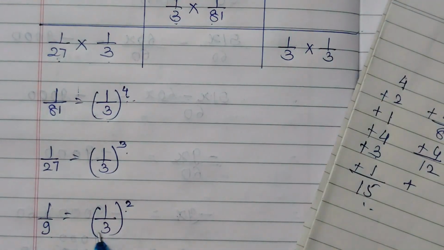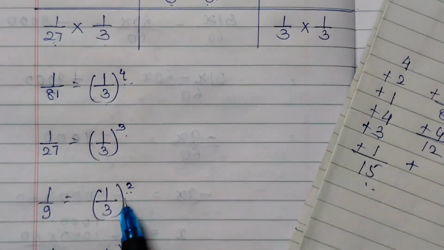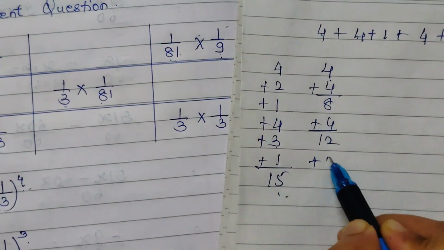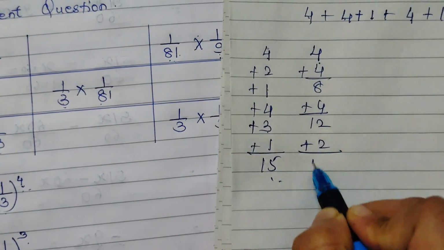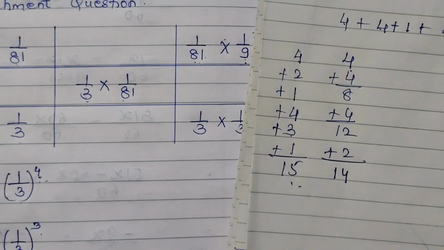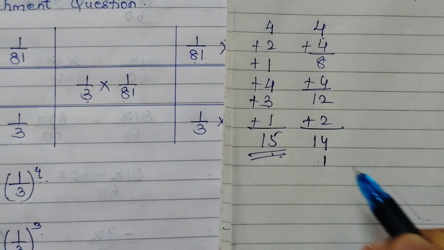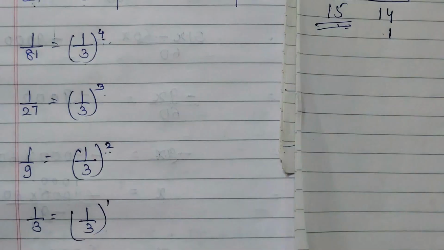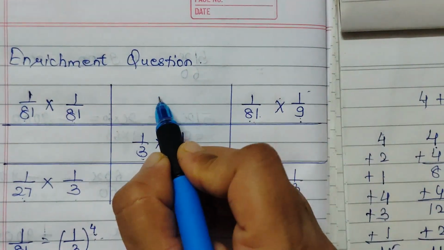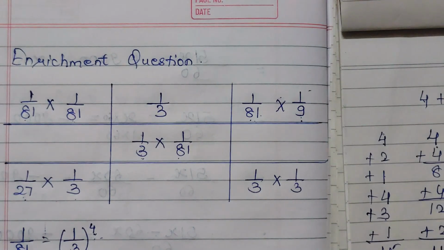So 1 upon 9 is how much? 2 times, so we will add 2. How much do we get? 14. And for making the total of 15, how much is remaining? Only 1, so only 1 is what? 1 upon 3. So what will I write here? 1 upon 3. Got it?